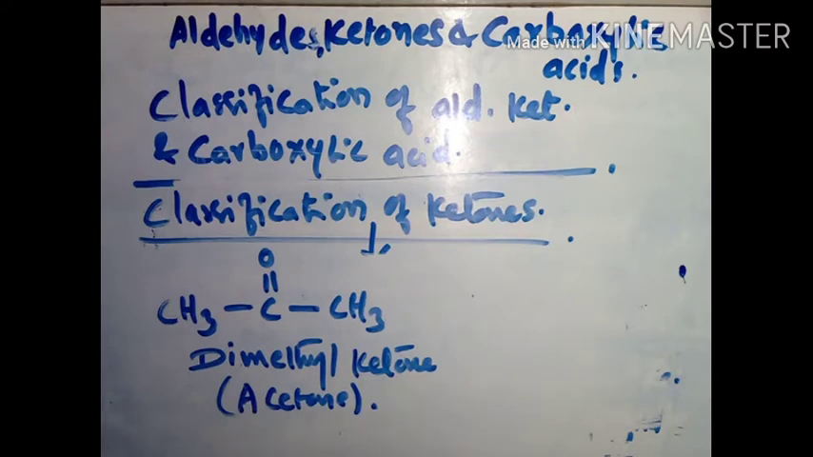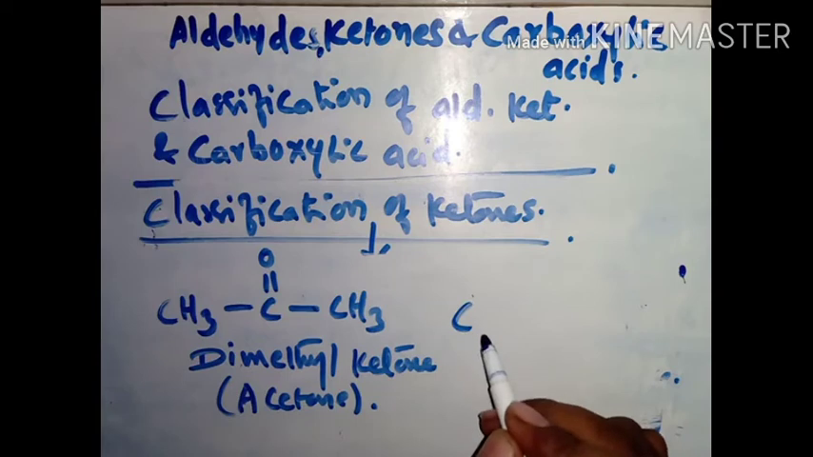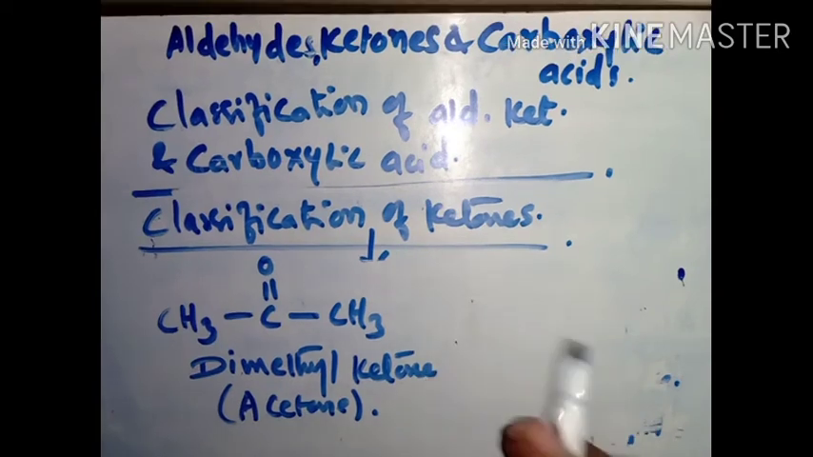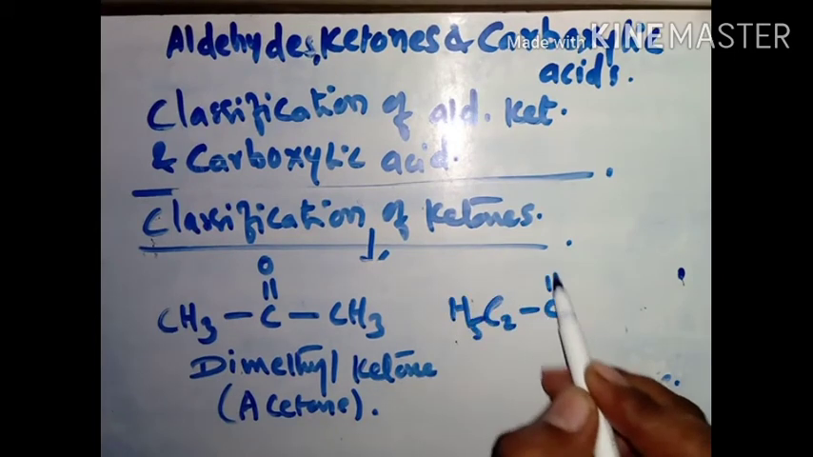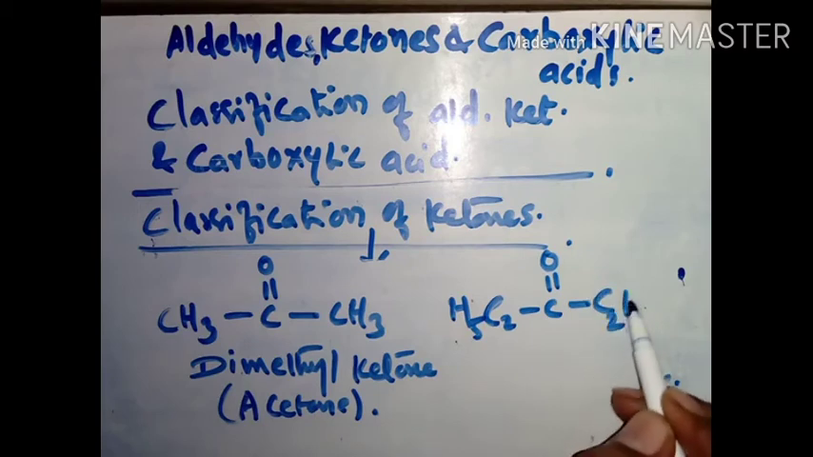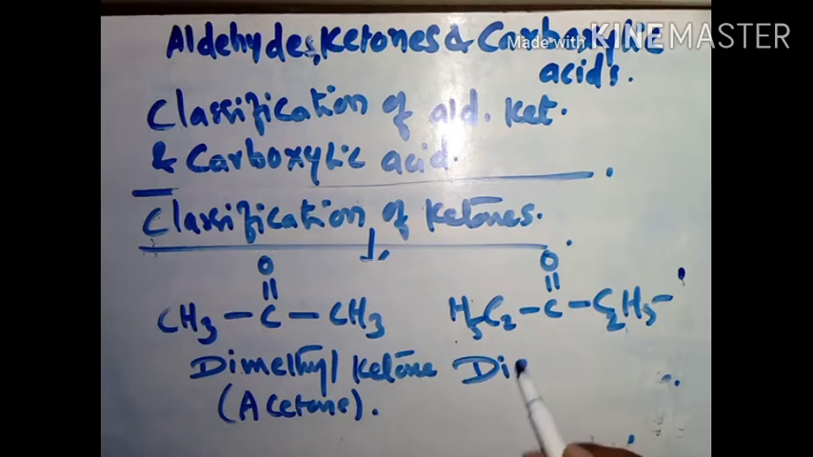Another example we can take, that is C2H5, that is the ethyl group. Then C double bond O, here C2H5, that is two ethyl groups are there, that's why the name is diethyl ketone. Okay, so in this way we can classify the aliphatic ketones.